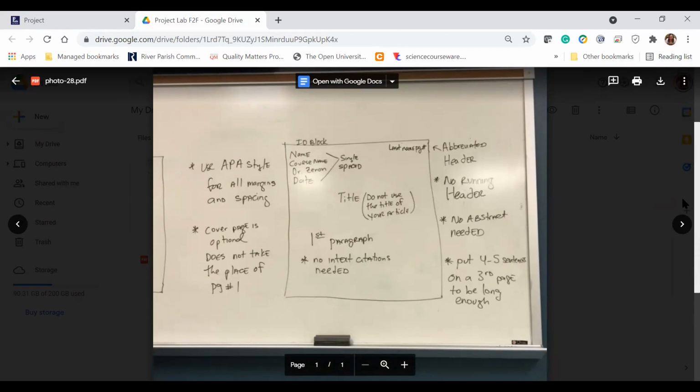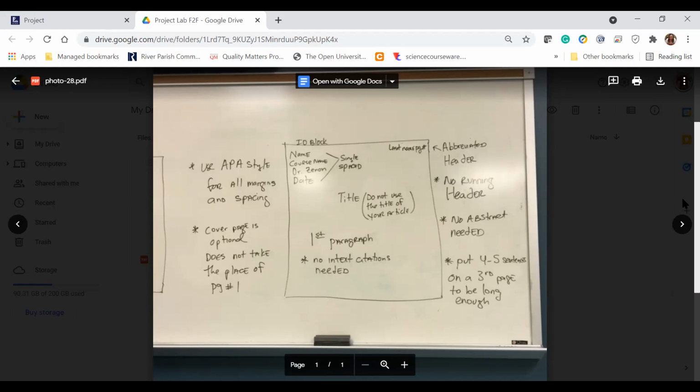That's your header. You're not using a running header. You don't need an abstract. You're using APA for the margins and spacing, and that's 1-inch margin all around, double space, except where I indicated that the ID block is single space, and then you are going to give your summary a title, okay? And then you're going to space appropriately and start your first paragraph.